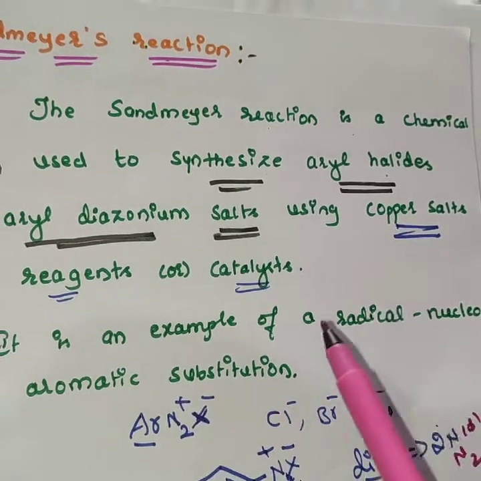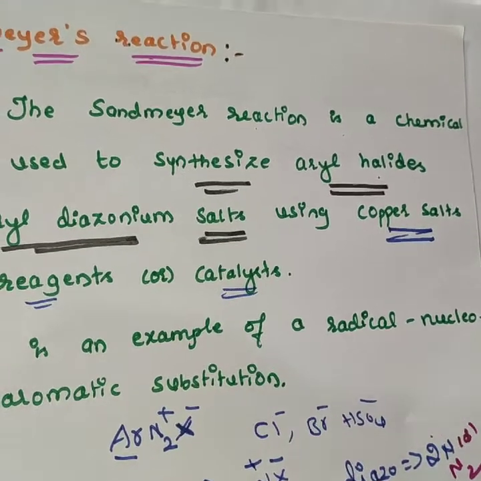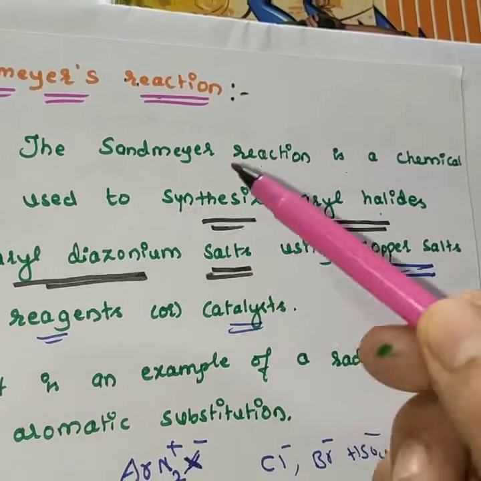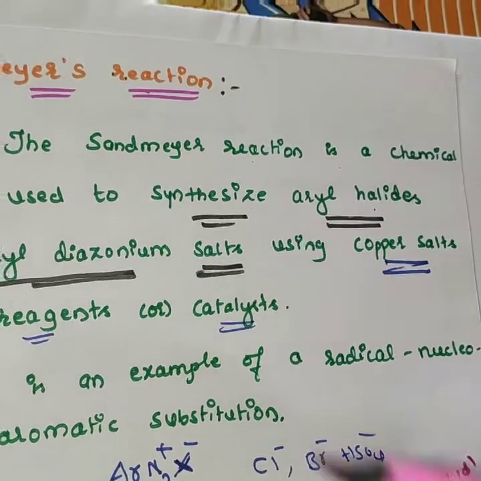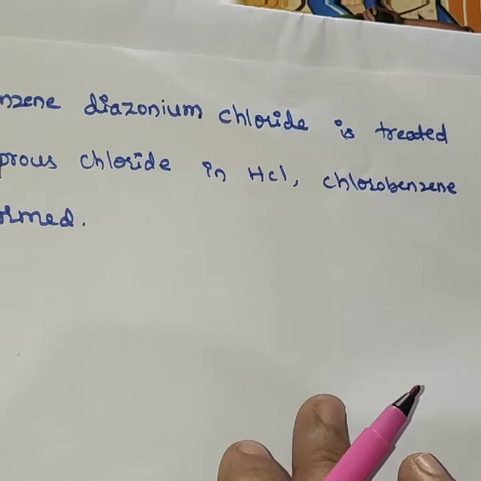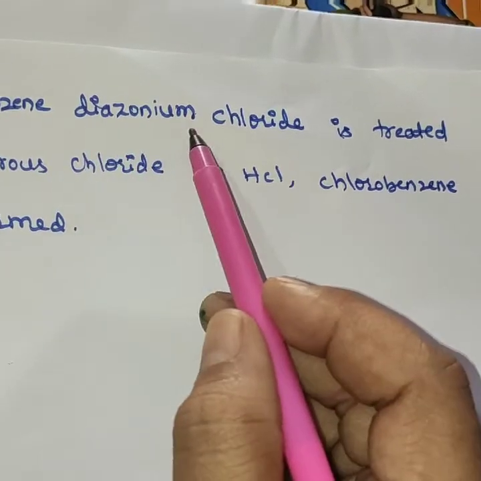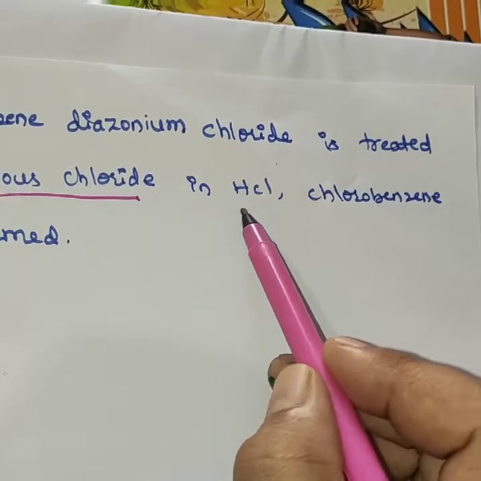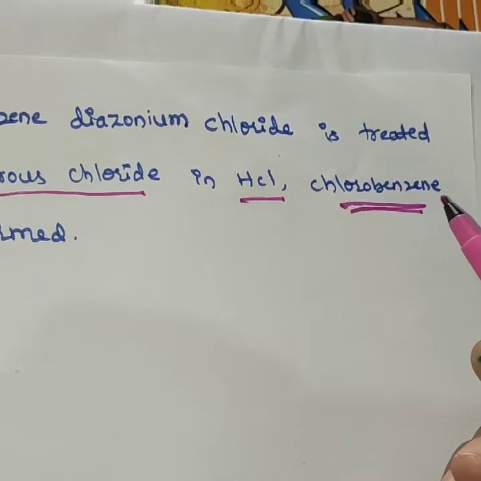So here it is an example of a radical nucleophilic aromatic substitution reaction. So this is what Sandmeyer's reaction means. Now let us learn about the reactions involved in Sandmeyer's reaction. This is the explanation of the reaction. When benzene diazonium chloride is treated with cuprous chloride in HCl, the product formed is chlorobenzene.